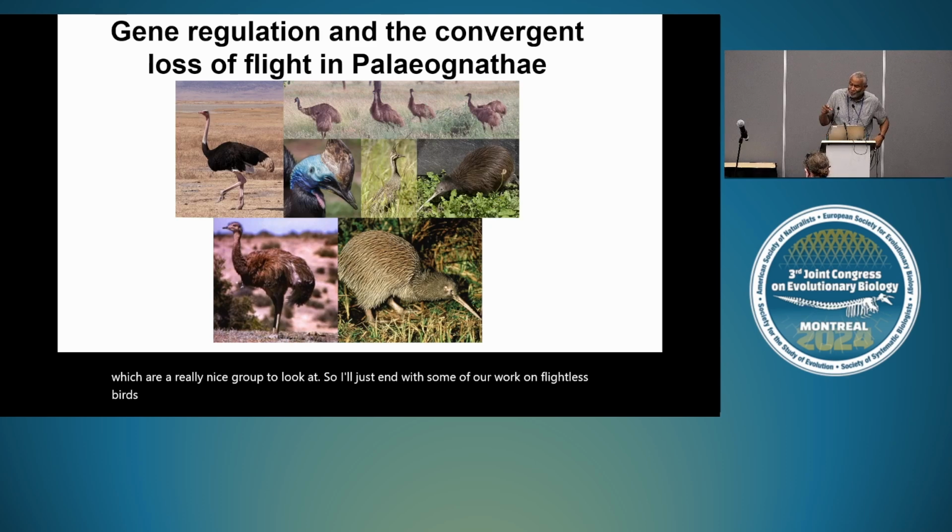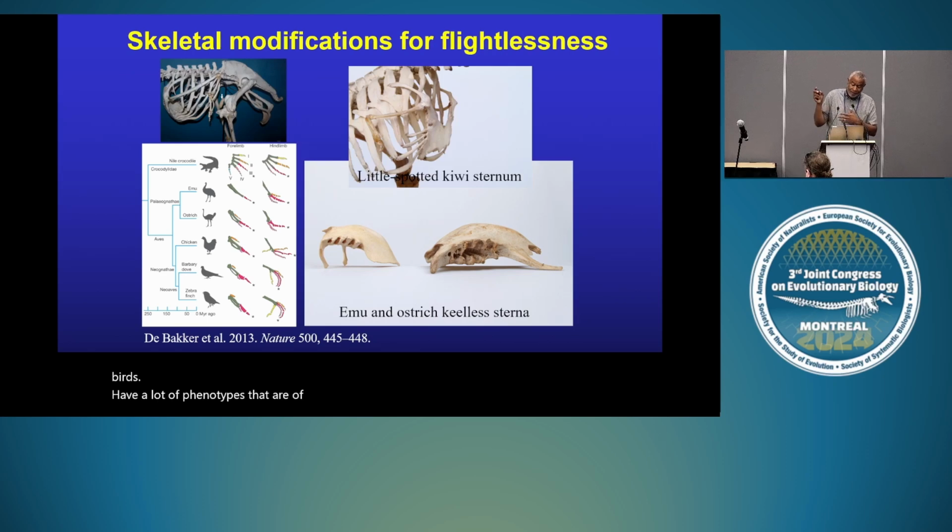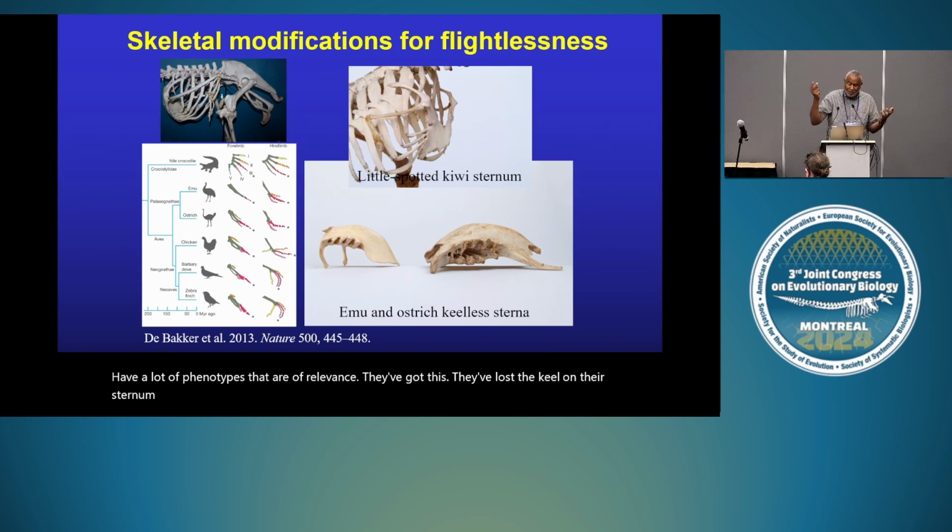And these, of course, are the quintessential non-model species. We can't do crosses with these things, but we want to know why they became flightless. And of course, flightless birds have a lot of phenotypes that are of relevance. They've lost the keel on their sternum. They've achieved really big and sometimes very small body sizes. And of course, their forelimbs have undergone a dramatic reduction in many cases, or in the cases such as the moa, they've completely lost their forelimb elements.